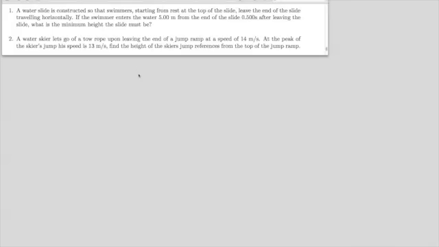In this question, a water skier lets go of a tow rope upon leaving the end of a jump ramp at a speed of 14 meters a second. At the peak of the skier's jump, his speed is 13 meters a second. Find the height of the skier's jump referenced from the top of the jump ramp.